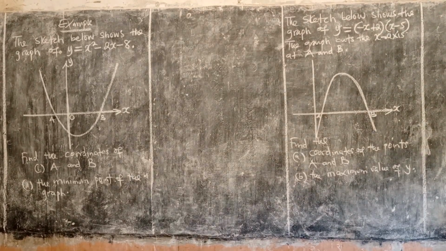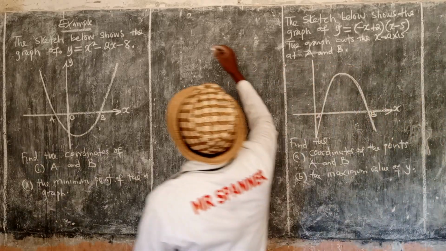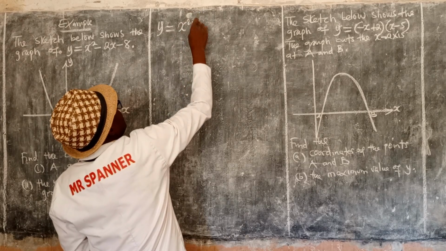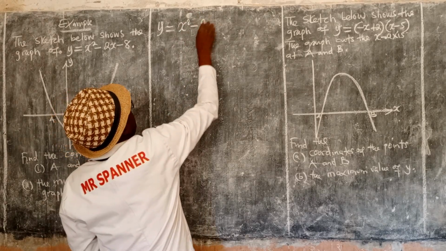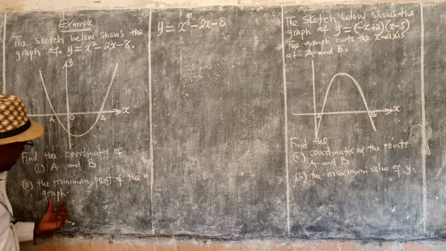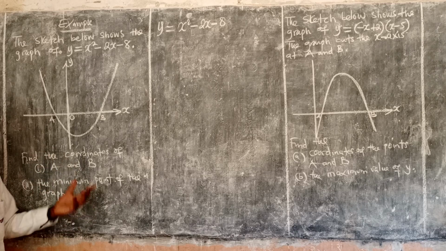So for the second one now, we're looking at the minimum point of the graph. Minimum point is the same as the minimum value. You already have the equation, which is x squared minus 2x minus 8. But I'm finding the minimum value, or the minimum point. Minimum point and minimum value are the same.